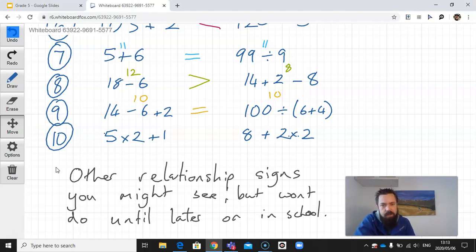If you had to look at those, you might have guessed the other way around. So you've got to work to your answer before you put in your relationship sign.